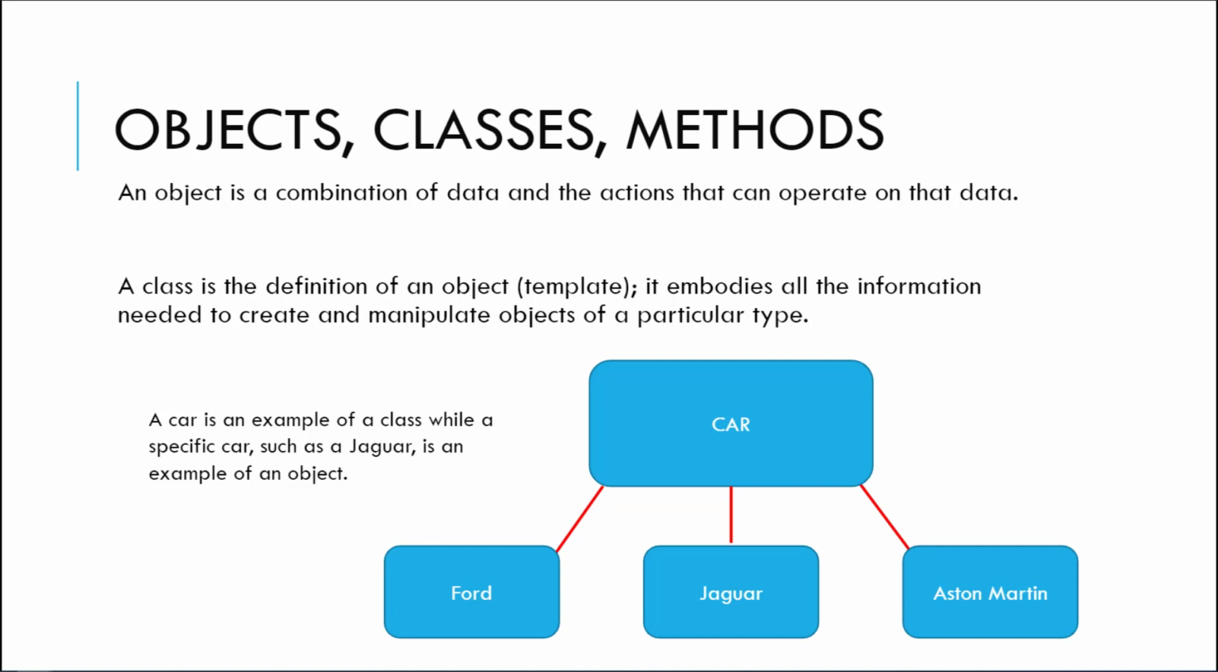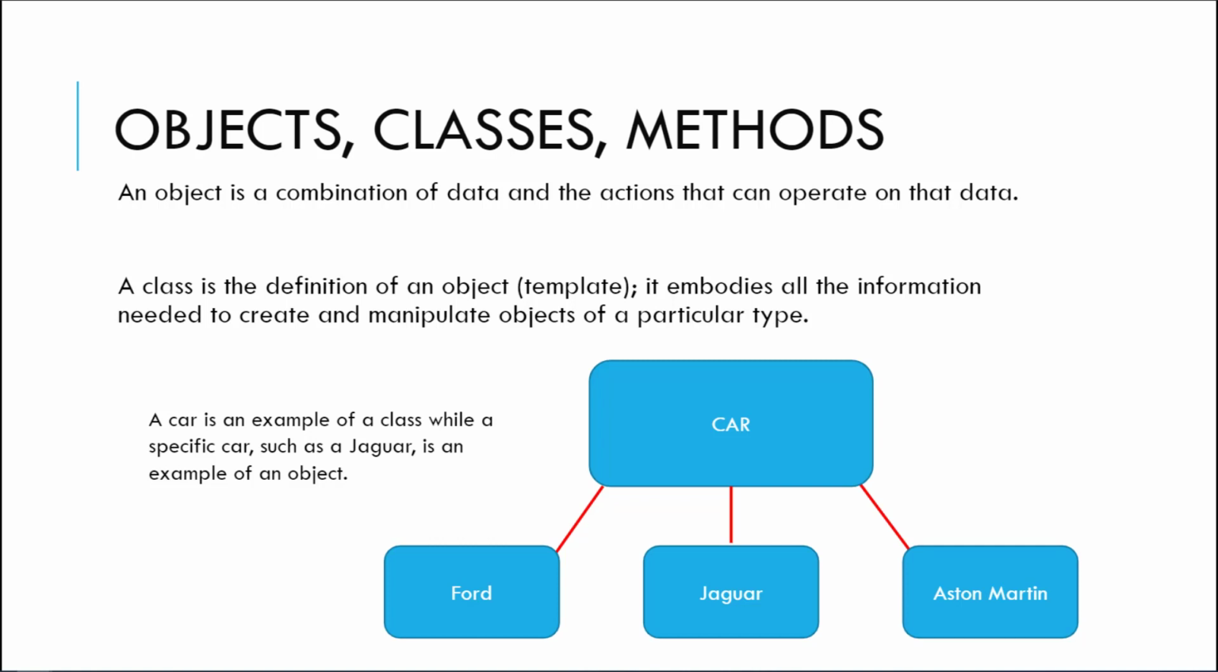it embodies all the information needed to create and manipulate objects of a particular type. In this diagram, towards the bottom of this slide, you can see that the car is above everything else and it's slightly larger, and that's to denote that the car is what we call a base class or a superclass. And all of the cars below it, Ford, Jaguar and Aston Martin, they are all of type car. They are just objects of the car class.